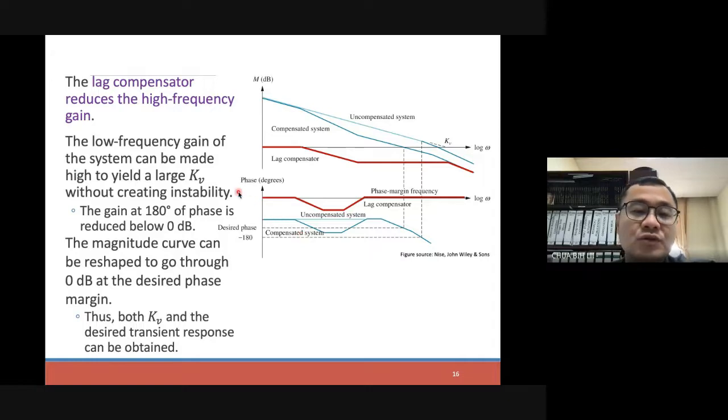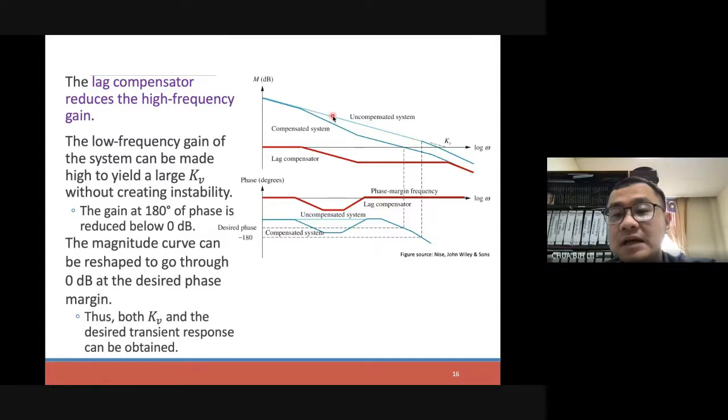So once we do that, okay, we can able to, let me shift the Google Meet bar over here first. Okay. Okay. So here we can see that the low frequency gain for the system can be made high, okay, to give us a good KV value. Okay, this is the KV value. Okay, without creating instability, right?